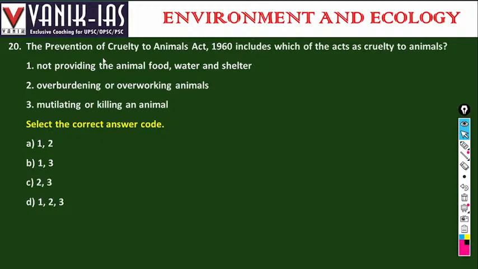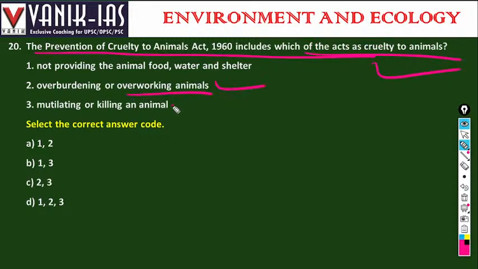Next is the Prevention of Cruelty to Animals Act, 1960. Which of the following are cruelty to animals? Not providing animal food, water and shelter. Overburdening or overworking of animals. Mutilating or killing of an animal. Not providing animal food, shelter and water, that is also cruelty to animals. So all the options are right regarding cruelty to animals under the Prevention of Cruelty to Animals Act.